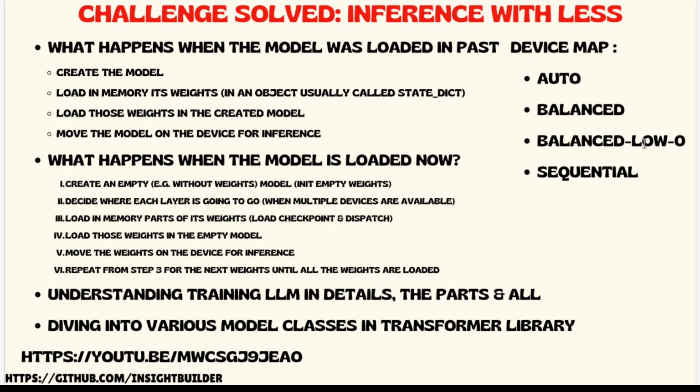When it comes to balanced_low_0, it will allocate less memory on GPU 0. If you have multiple GPUs, the first GPU will have less memory allocated, and then the rest of the GPUs will be filled. In the case of sequential, it is opposite to balanced_low_0. The GPUs are filled from the first to the end, and the last GPU will have less memory allocated. We'll see how memory allocation works and how these models get loaded in a couple of examples in the next few minutes. So stay tuned for that.